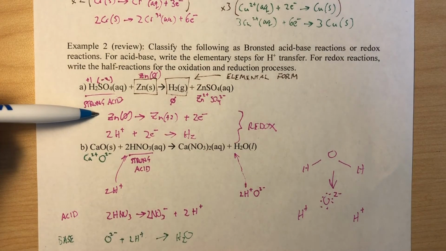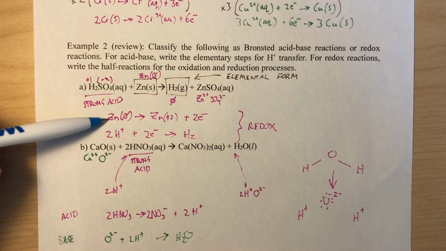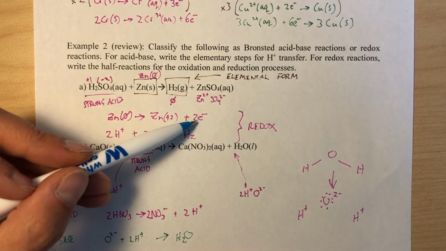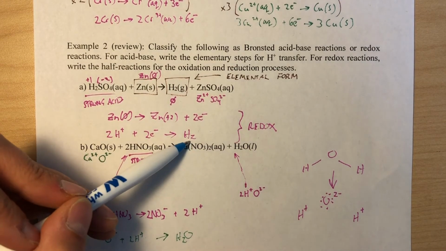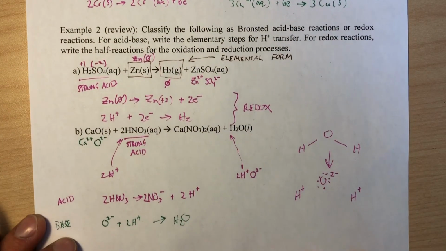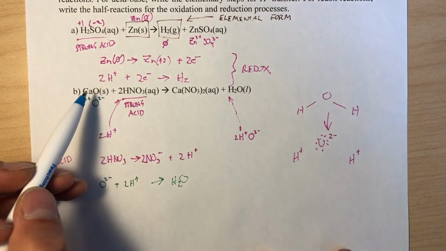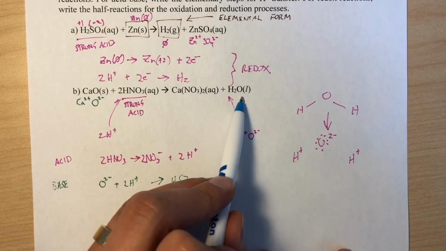Here we summarize our half reactions for the redox process, where we have zinc 0 being oxidized to zinc 2+ and producing 2 electrons. 2 equivalents of protons react with 2 electrons to form 1 equivalent of hydrogen gas. That's a redox reaction. Next, we're going to take a look at the reaction between calcium oxide and 2 equivalents of nitric acid to form calcium nitrate and water.